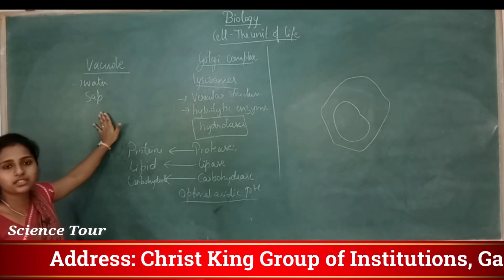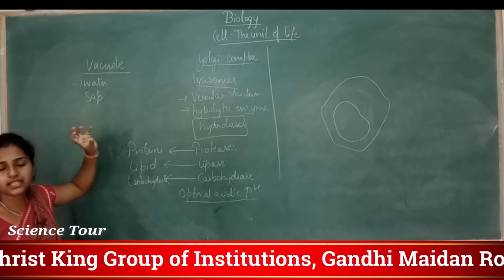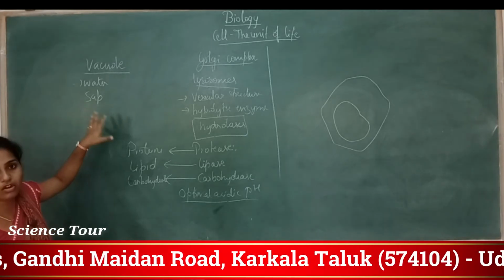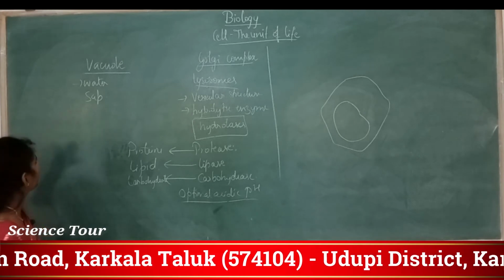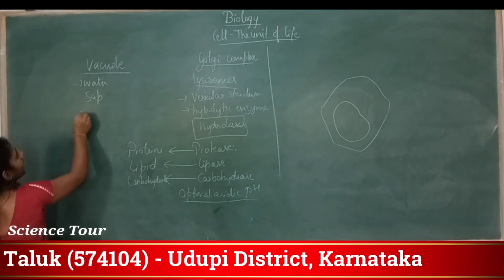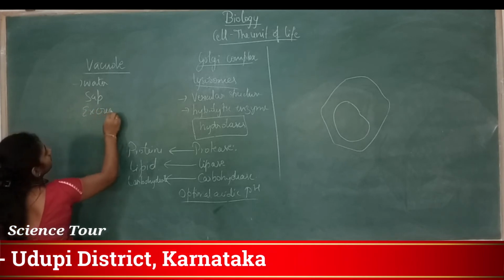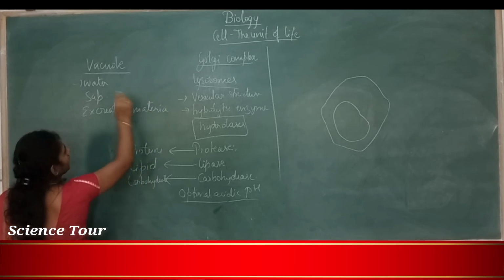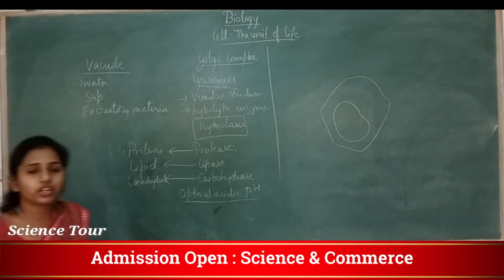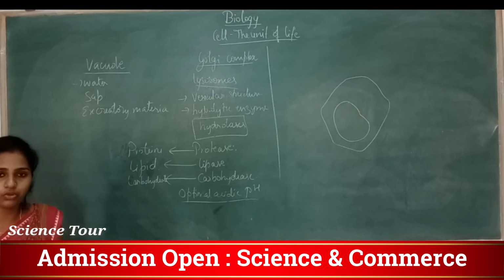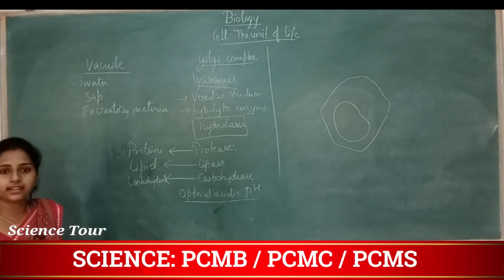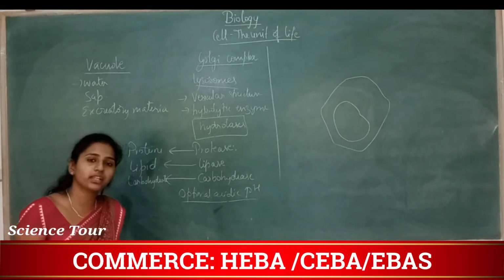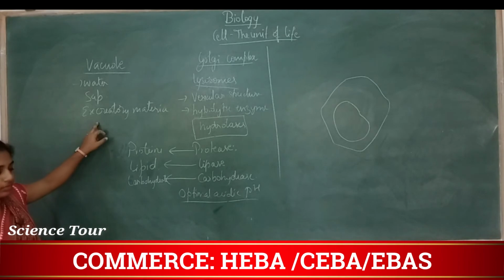Okay, vascular system alli sap conduction anta heltevalla. Xylem will conduct the sap which contains dissolved minerals. Dissolved mineral salts anna ನಾವು ಜನರಲ್ ಆಗಿ sap ಅಂತ ಹೇಳ್ತೇವೆ. Usually vacuoles contain a large amount of water, sap, and also the excretory or waste materials which are not required for the cell, which can be stored inside the vacuoles.